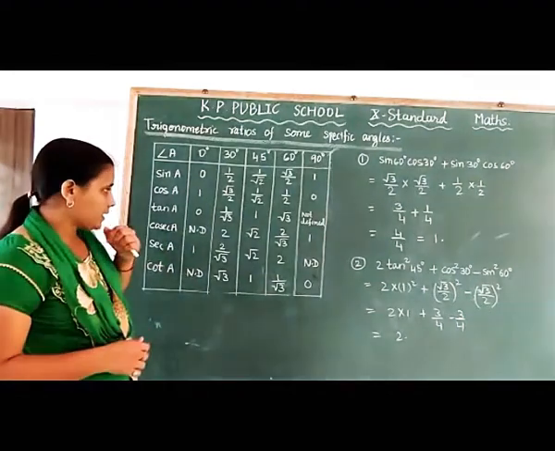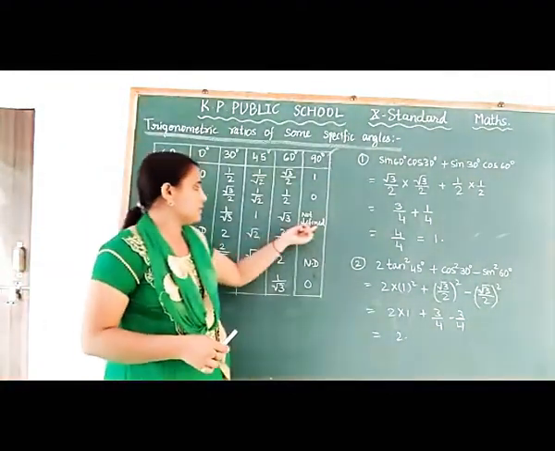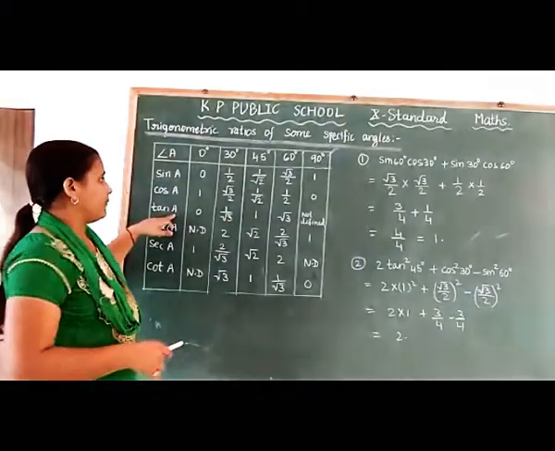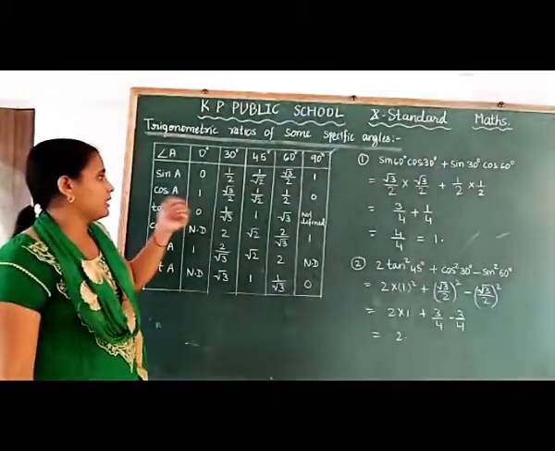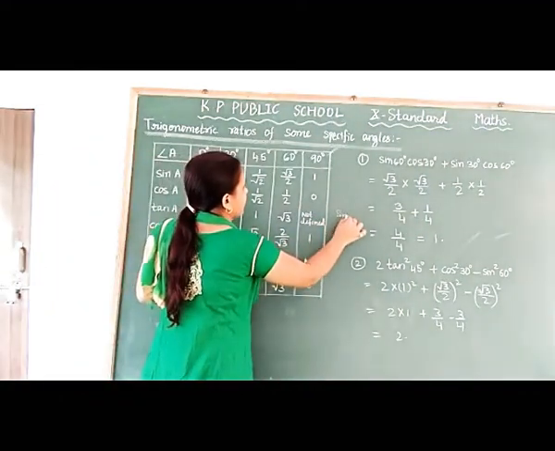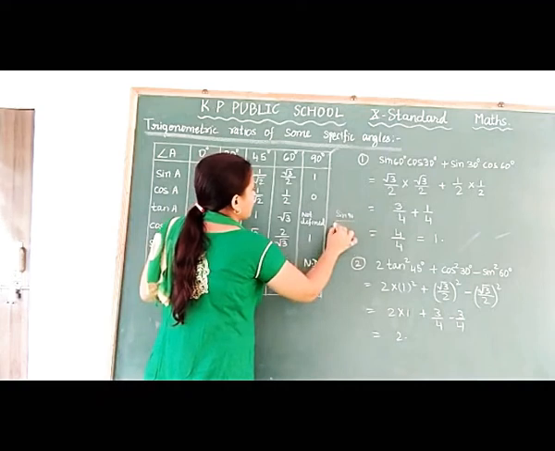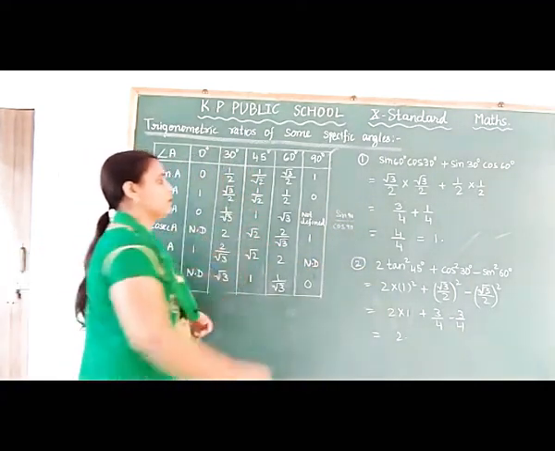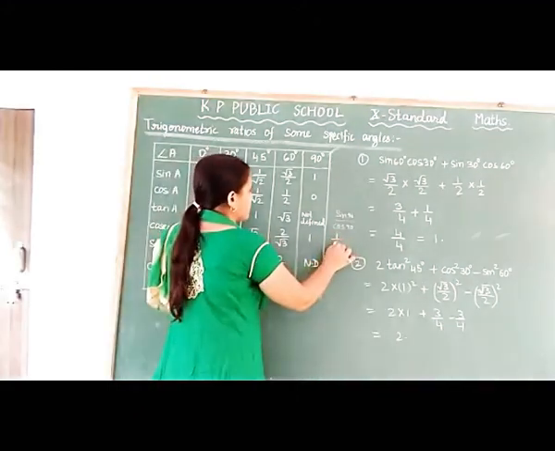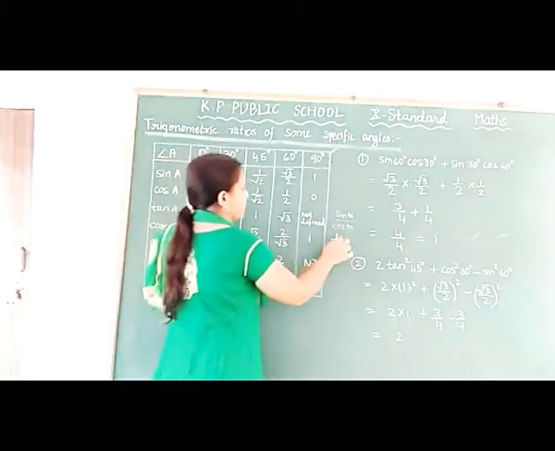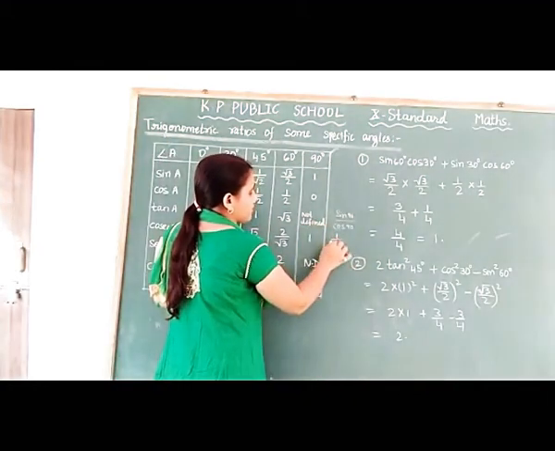One more thing, let me tell you, this I have written as not defined. Not defined means what? Tan A. If I am going to find the value of tan 90 degree, what can I write? Tan 90 degree is equals to sine 90 degree upon cos 90 degree. So what is the value of sine 90 degree? That is 1 and cos 90 is 0. So 1 by 0, if you try to divide it, this division will never end.